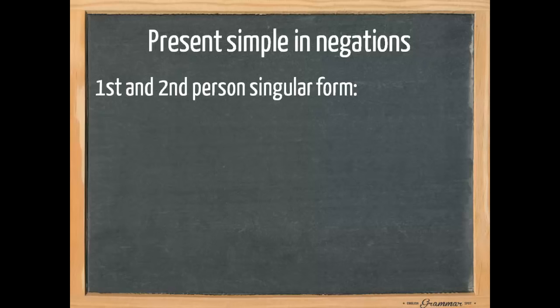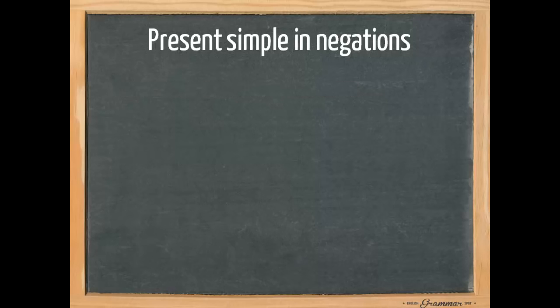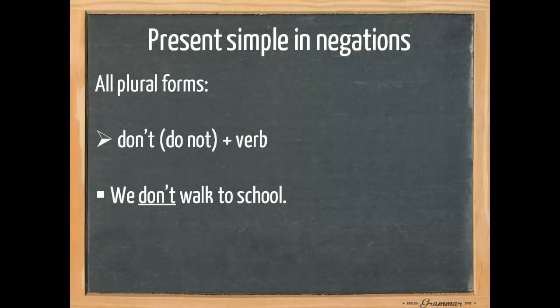For the first and second person singular form, we again use the auxiliary verb do, but we add not to it, so it becomes don't and the infinitive form of the verb. I don't need a ticket. You don't speak English. For all plural forms, we do the same.